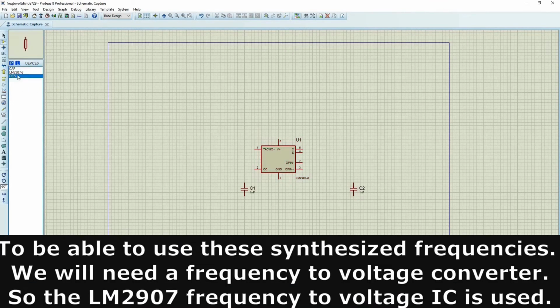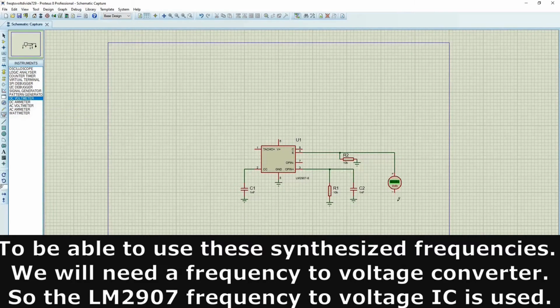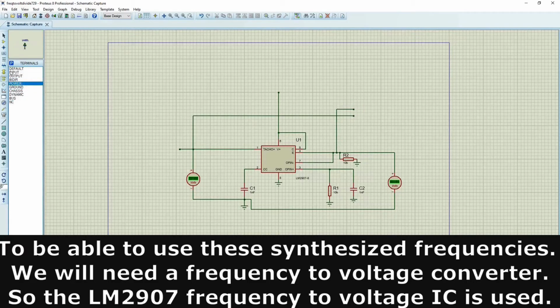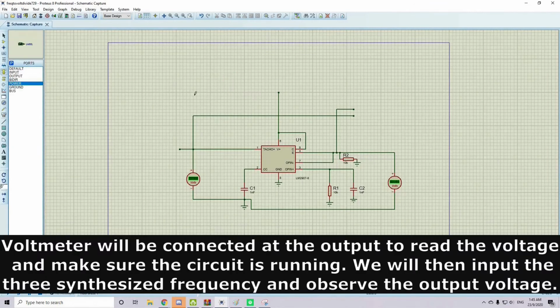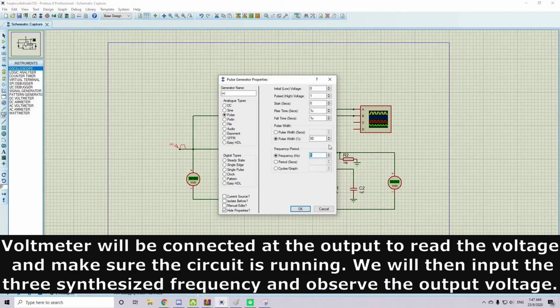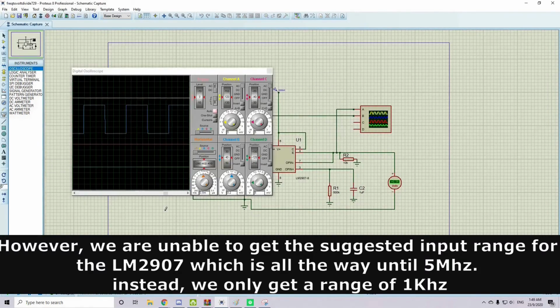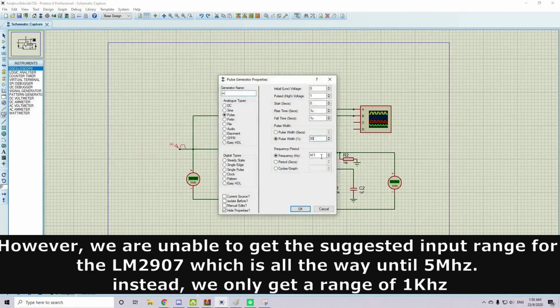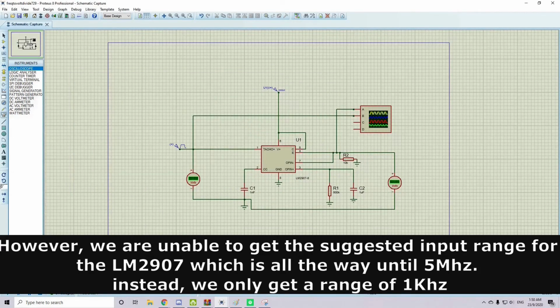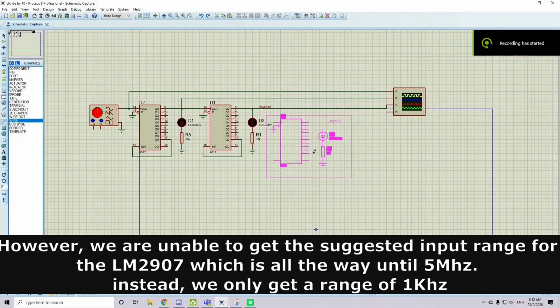To be able to use this synthesized frequency, we will need a frequency to voltage converter. So, the LM2907 frequency to voltage IC is used. A voltmeter will be connected as the output to read the voltage and make sure the circuit is running. We will then input the 3 synthesized frequencies and observe the output voltage. However, we are unable to get the suggested input range for the LM2907, which is all the way until 5 MHz. Instead, we only get a range of 1 kHz.